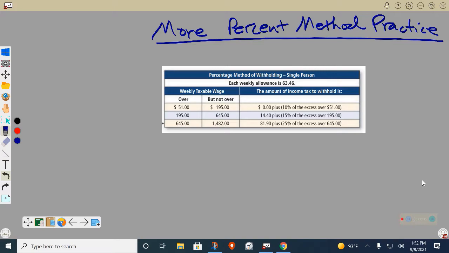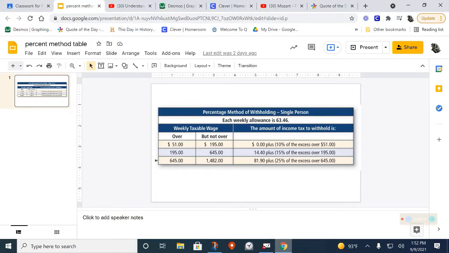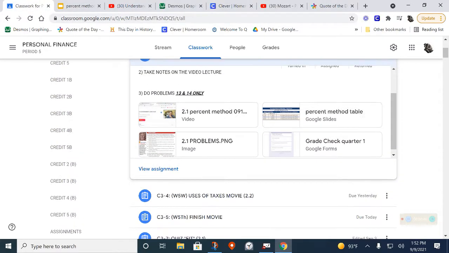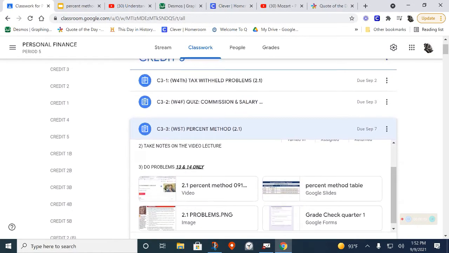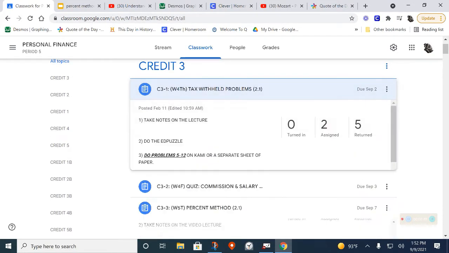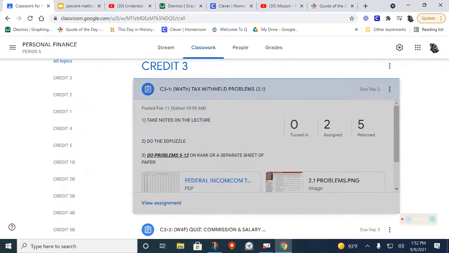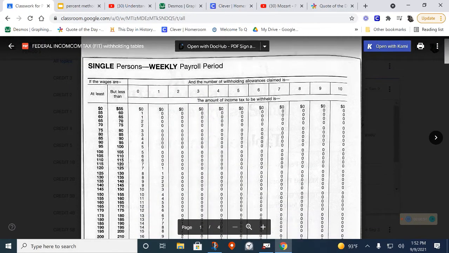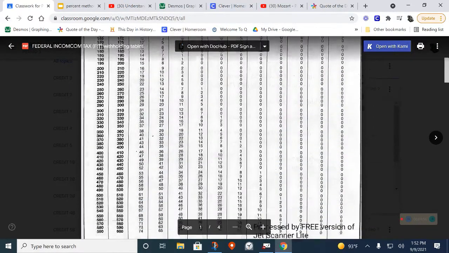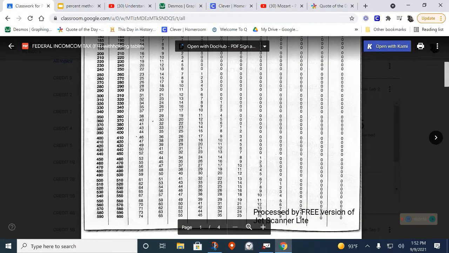Percent method of withholding. So this is a different method of figuring out federal income tax. The first method I taught you last week, remember the table method? It looked like C31. Remember that? Remember you just look for where a person falls, if they're married or single? That's easy. Everyone got that, no problem.